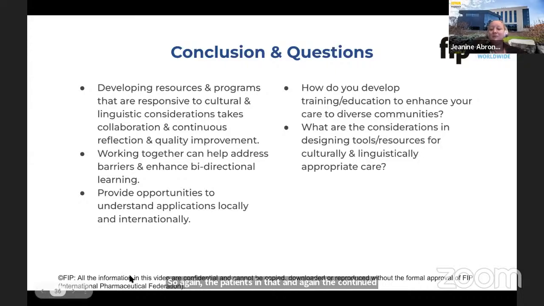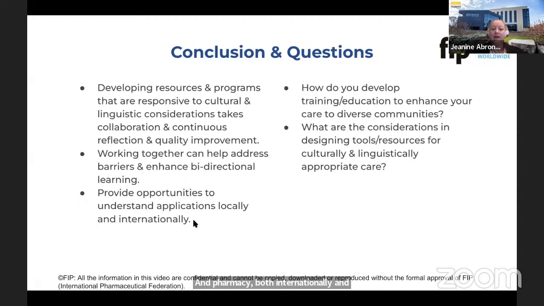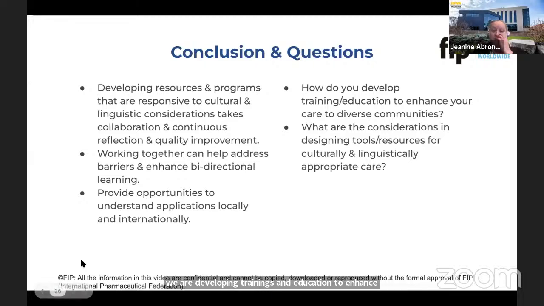As we end today, I just want to say that Ashley, Deb, Jane, and Carlton are all great examples of working together to address all of those issues. I hope this has given you an example of ways you can apply the work in your own country. But again, we can think about how we make those interventions in a larger model in pharmacy, both internationally and locally, and how we are developing training and education to enhance the tools and resources available to our patients in care.